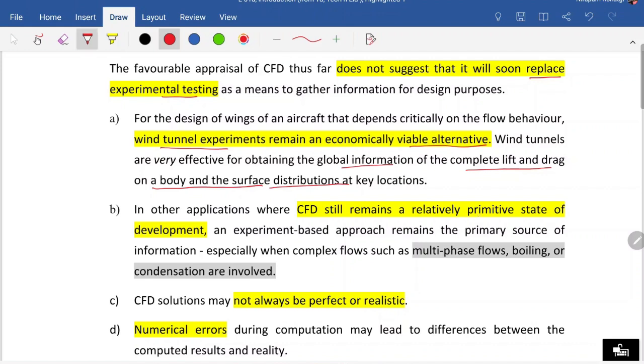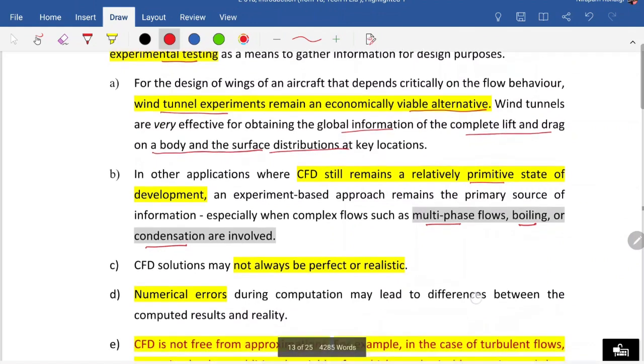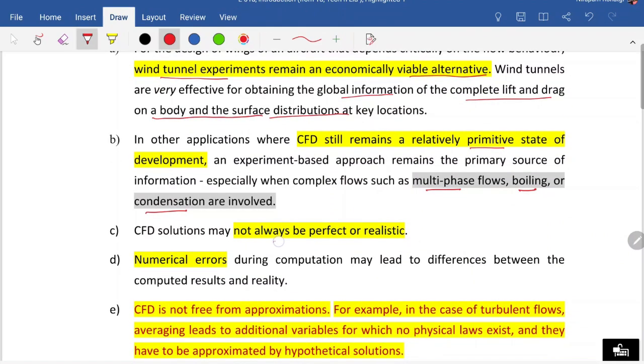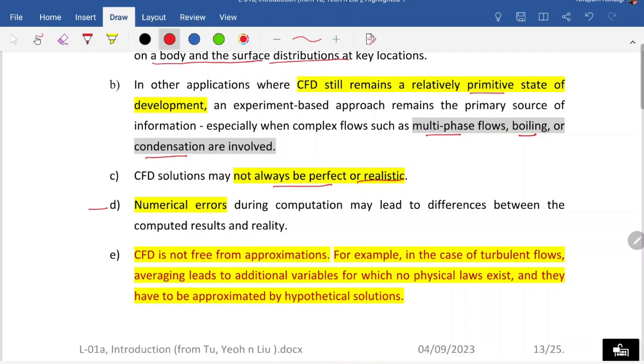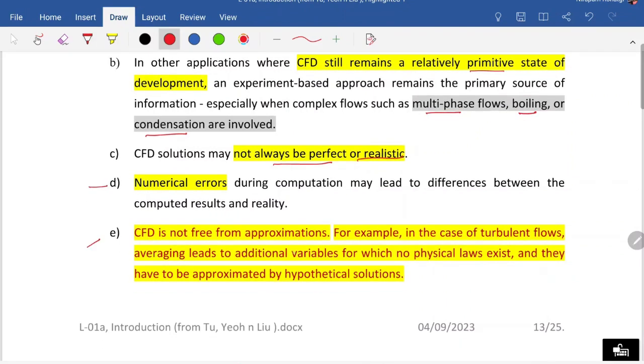It is in a relatively primitive state of development, and as I told you, multi-phase boiling and condensation have not been properly captured, but they are slowly improving. A CFD solution may not always be perfect or realistic, we have to be sure about that. Then numerical errors are there. Then CFD is not free from approximations. For example, in turbulent flows, averaging leads to additional variables for which no physical law exists.